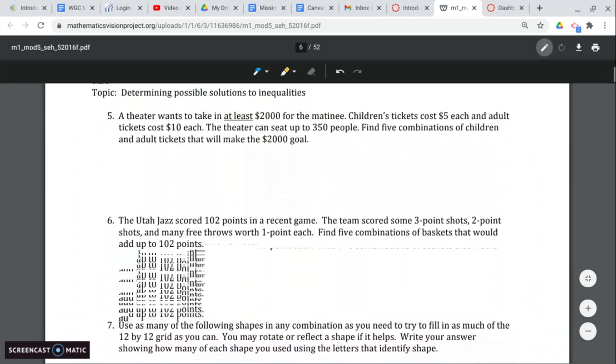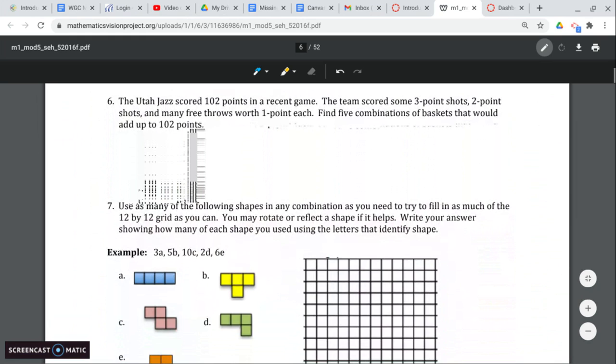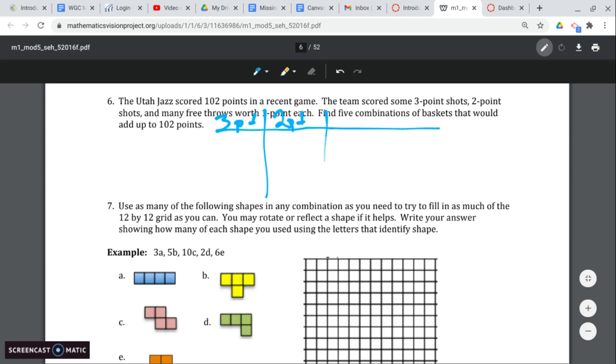So the Utah Jazz scored 102 points in a recent game. The team scored some 3-point shots, 2-point shots, and many free throws worth 1 point each. Find 5 combinations of baskets that would add up to 102 points. In thinking about this, we know we're going to have various 3-point shots, some 2-point shots, and some 1-point shots. And we know the total on every one of these needs to be 102 for all 5 that we do.